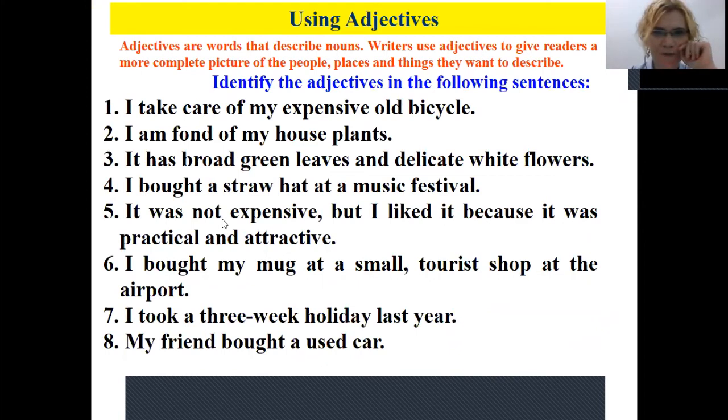So using multiple adjectives, they describe nouns, right? So writers use the adjectives to give readers a more complete picture of people, places, and things. So I take care of my expensive old bicycle. See, we've got expensive, we've got old, we've got bicycle. So this is the noun, and these are the adjectives. 2 adjectives about it. And the more you use, here it says delicate white flowers. The more you use, the more descriptive you are. The more adjectives you use, the more people can create a mental picture.